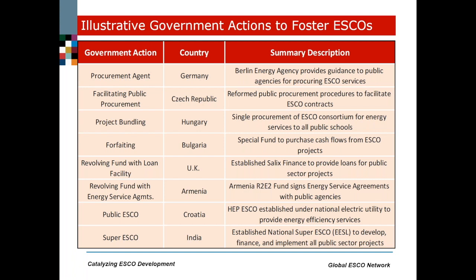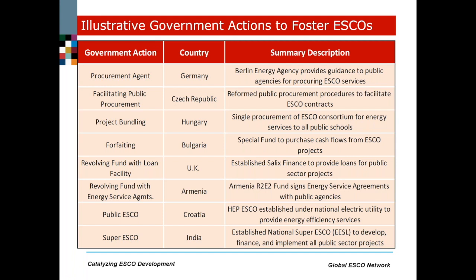I mentioned forfeiting earlier in Bulgaria. This was a special fund to purchase the ESCO cash flow in the future and thereby provide ESCO capital to undertake additional projects. There have been many examples of revolving funds with loan facilities in the UK, for example, but also Bulgaria and Romania. And revolving funds with energy service agreements. The most successful one of these is in Armenia, where the Armenia R2E2 fund, which stands for Renewable Resources and Energy Efficiency Fund, signs energy service agreements with public agencies. They've done hundreds of projects.